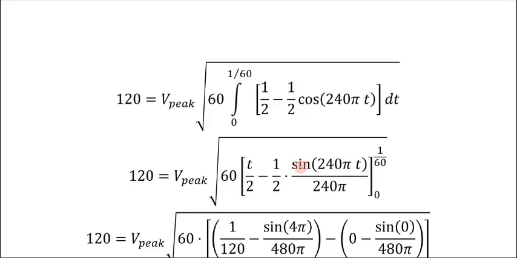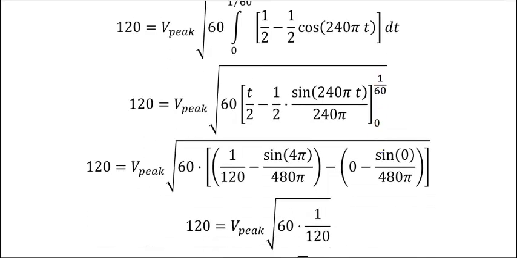Integrating cosine of 240 pi t using u substitution, u is 240 pi t, I get sine of 240 pi t over 240, and that gets evaluated from 0 to 1/60th. If I evaluate 1 over 60, I get 1 over 120. And then a half, well, 2 times 240 is 480, sine of 4 pi, again replacing the t with 1 over 60. Sine of 4 pi is 0.